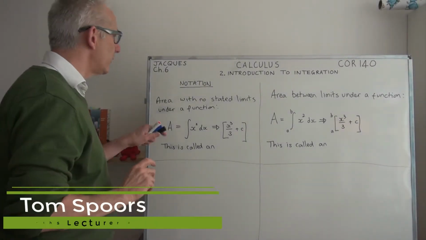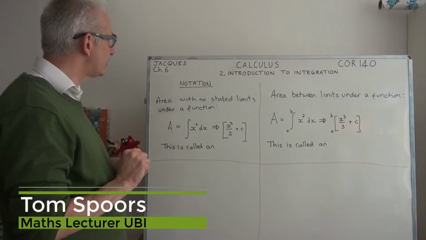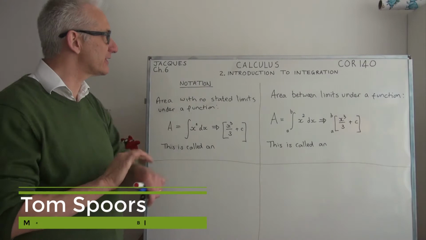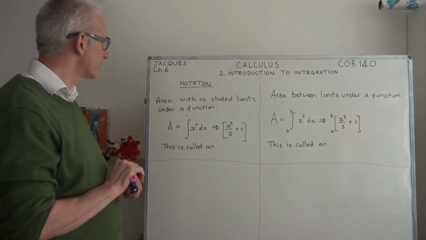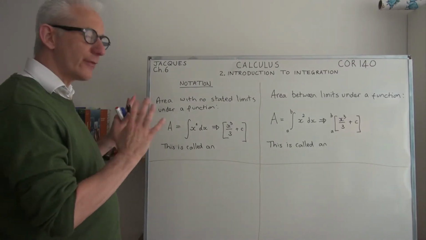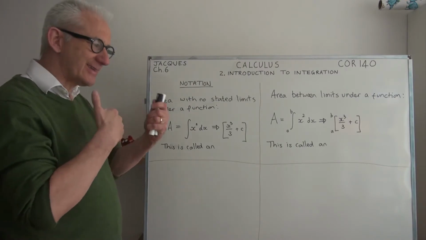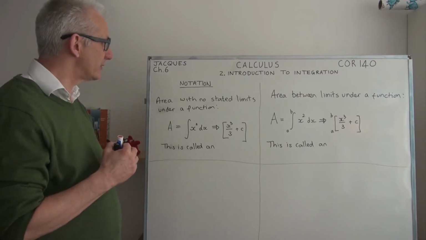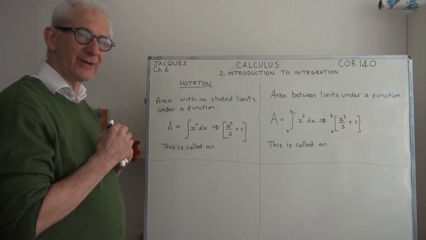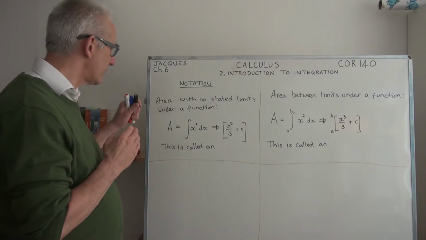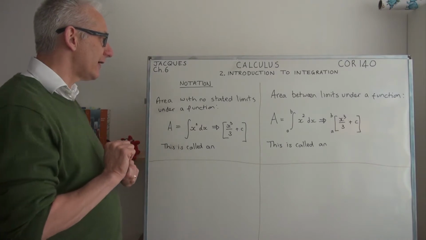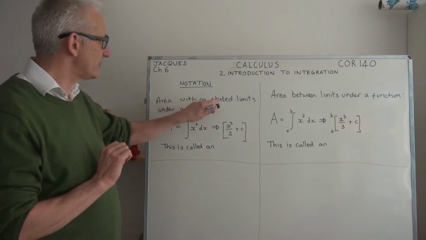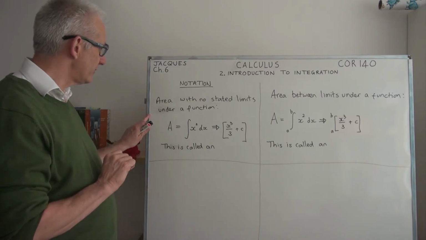So in this little video we're going to take a look at the notation associated with these antiderivatives and the process of integration. So we've got the idea that these antiderivatives can calculate the area under a function. We've seen that working under a linear function. So two pieces of notation to look at. Area with no stated limits under a function.